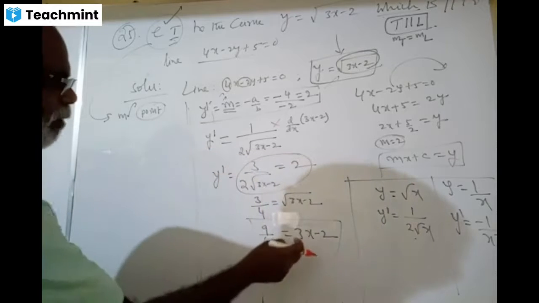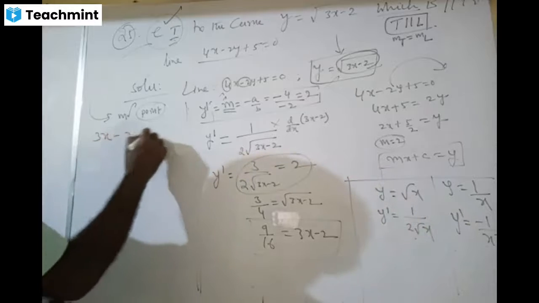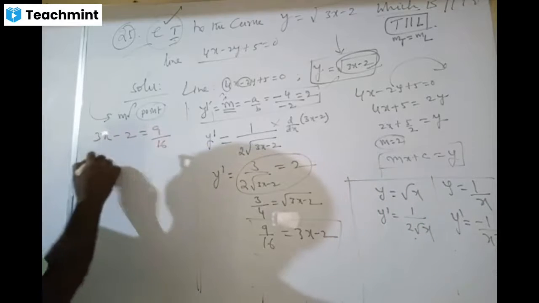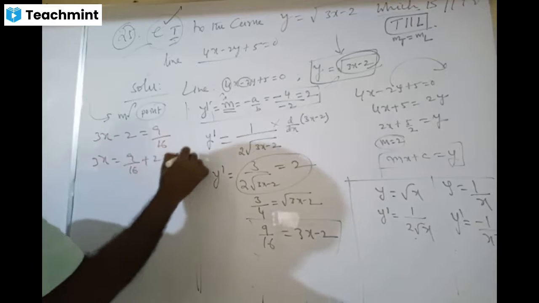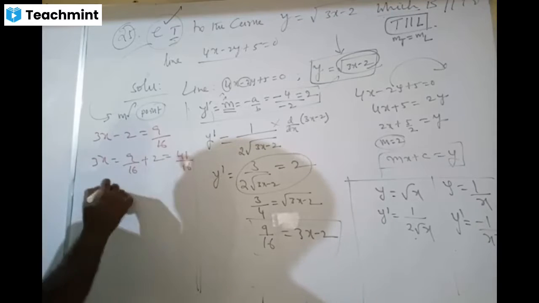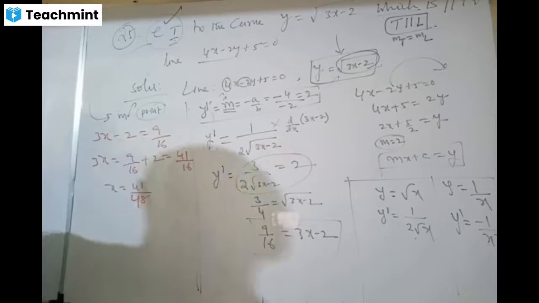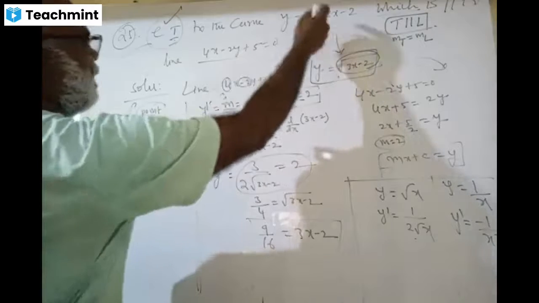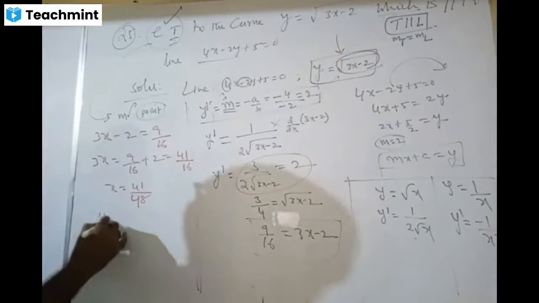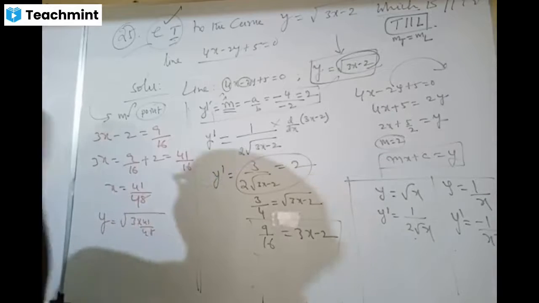So to find the point here, just solve it, my dear. 3x minus 2 equal to 9/16, and 3x equal to 9/16 plus 2, that is 41/16, and x equal to 41/48. Am I correct? If x equal to 41/48, put it in y, you get y. y equal to root of 3 into 41/48.